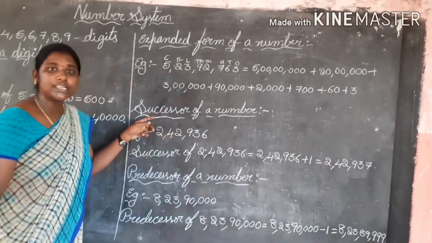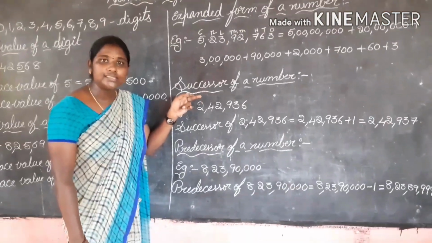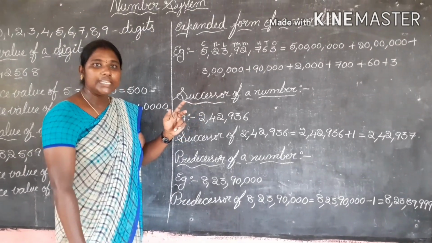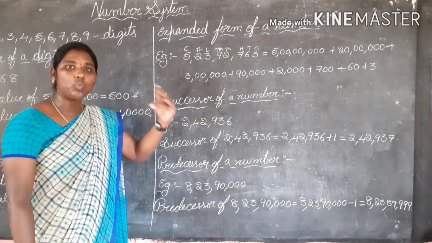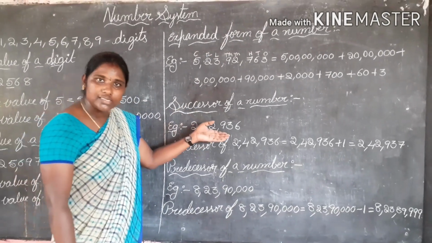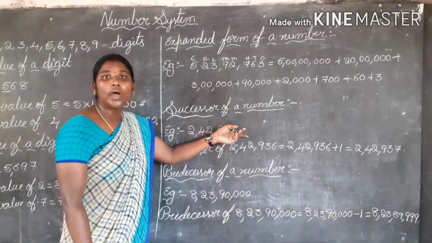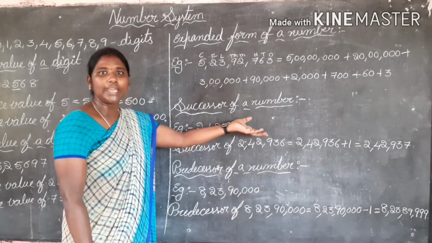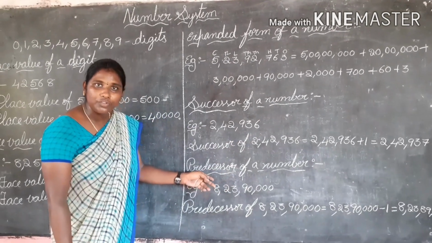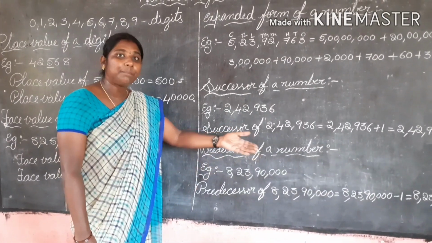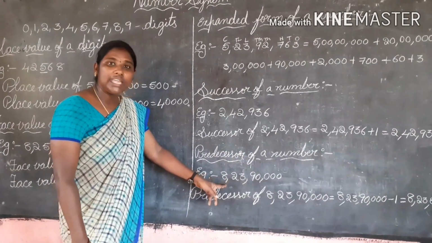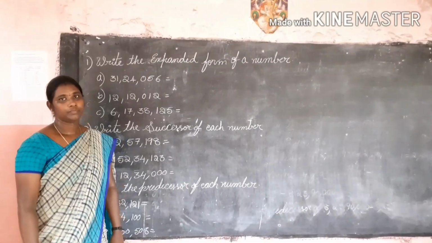Next, successor of a number. How do we get the successor? Successor means we have to write the number after. That means we add 1 to the given number, and we get the successor of the number. Next, predecessor of a number. Predecessor means the number before. We subtract 1 from the given number, and we get the predecessor of the number.